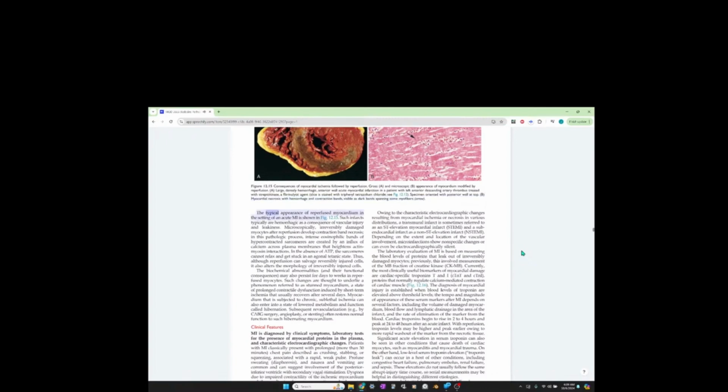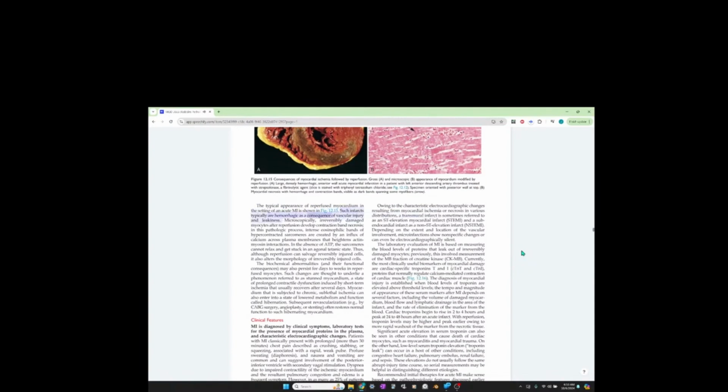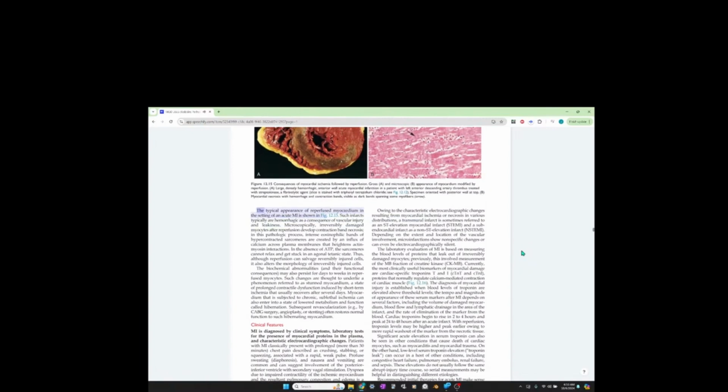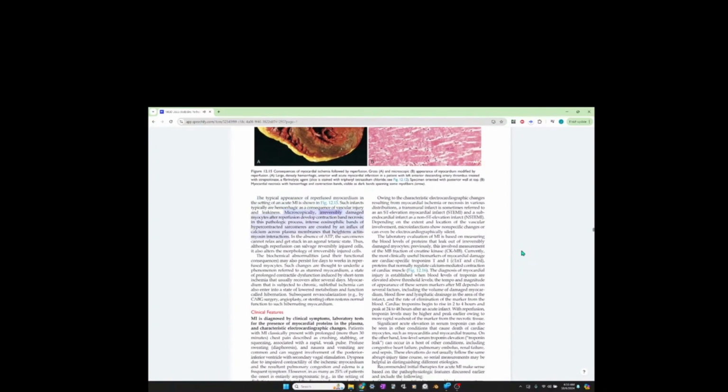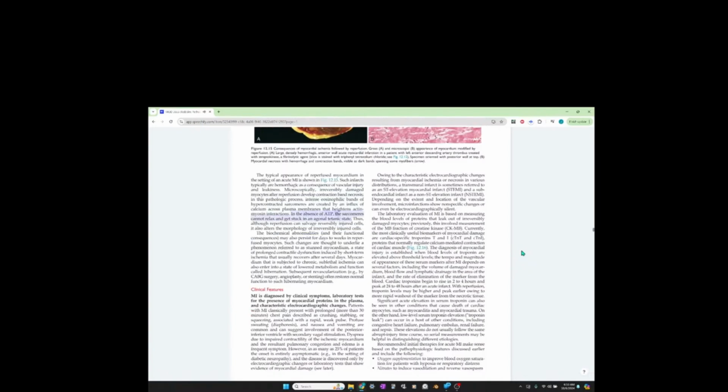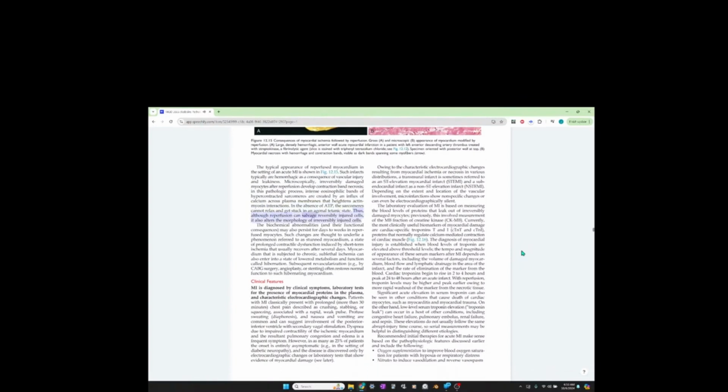The typical appearance of reperfused myocardium in the setting of an acute MI is shown in Fig. 12.15. Such infarcts typically are hemorrhagic as a consequence of vascular injury and leakiness. Microscopically, irreversibly damaged myocytes after reperfusion develop contraction band necrosis. In this pathologic process, intense eosinophilic bands of hypercontracted sarcomeres are created by an influx of calcium across plasma membranes that heightens actin-myosin interactions. In the absence of ATP, the sarcomeres cannot relax and get stuck in an agonal tetanic state. Thus, although reperfusion can salvage reversibly injured cells, it also alters the morphology of irreversibly injured cells.